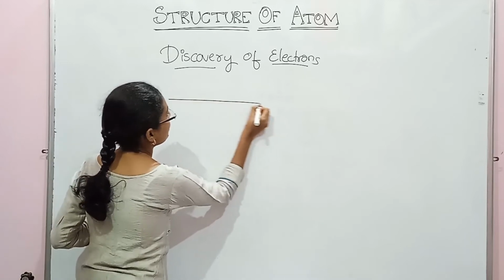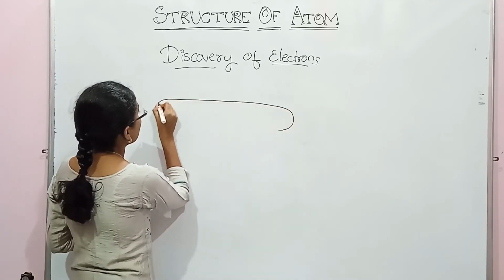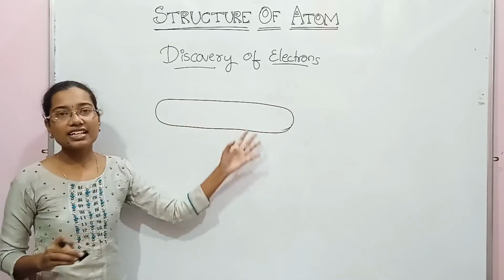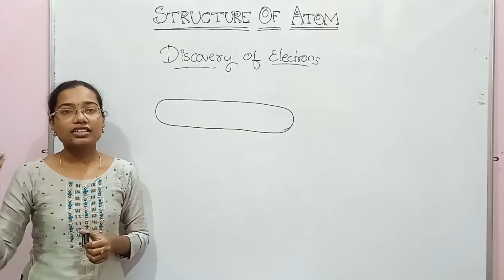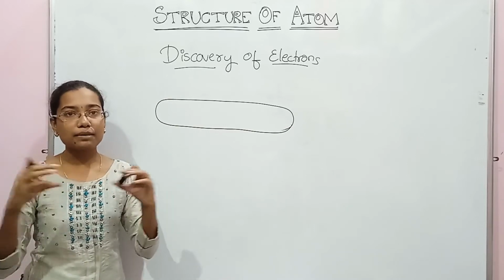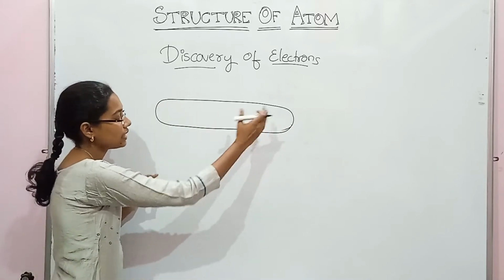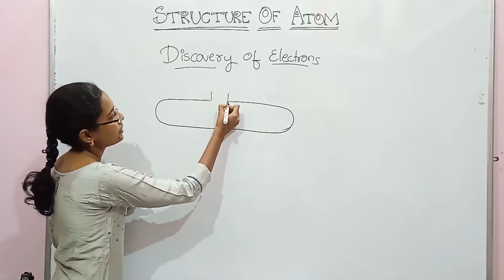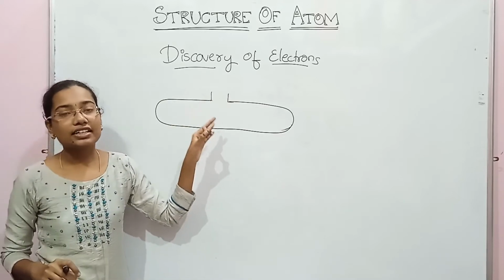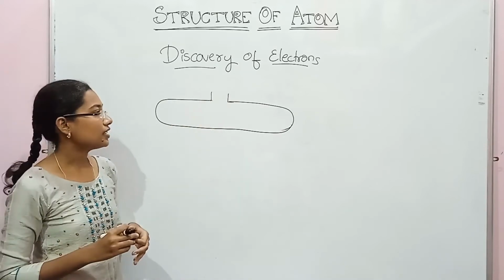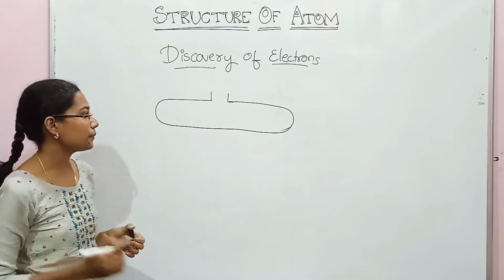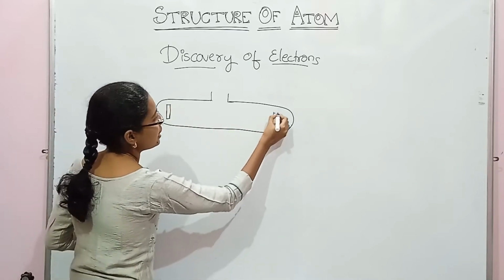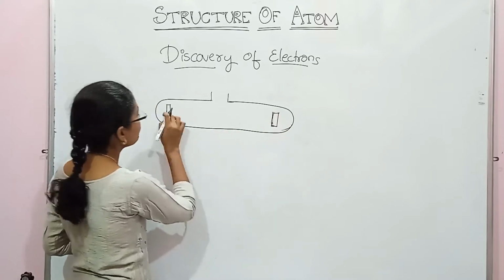As I said, this is a cathode ray discharge tube. This is a glass tube. You can imagine it like the tube lights you have seen, which are made up of glass. Like that, this is also a glass tube, and here it is vacuum, filled with lighter gases, such as hydrogen gas. Two metal plates are attached at the two ends.